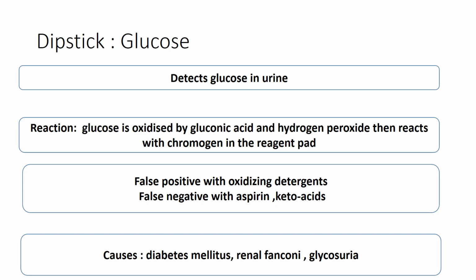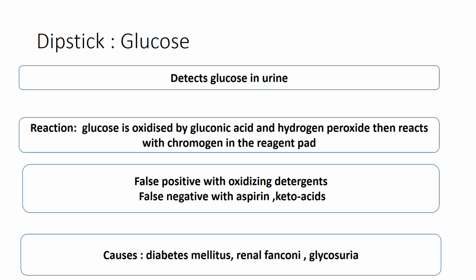The dipstick also detects glucose. What's happening here is that the glucose is oxidized by gluconic acid and hydrogen peroxide, and then it reacts with a pigment or chromogen that's present in the reagent pad on the strip. It's important to remember that you may get a false positive from certain oxidizing detergents. You may get a false negative if there's contamination with keto acids or aspirin.